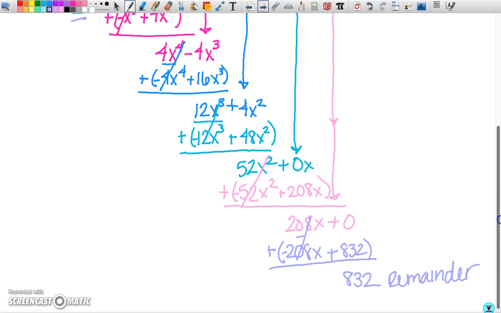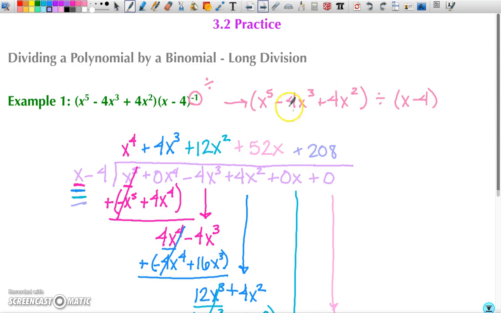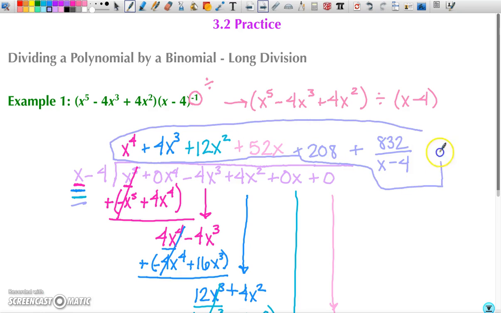And so here's how you're going to write out your final answer. So all these numbers up here are part of your answer, and then as your remainder, since it's a positive number, you do plus 832 over what we were dividing by, x minus 4. And so your final answer for all that crazy work is right there. I know it's really crazy and long and convoluted. We'll practice a lot when you get into class, I promise.